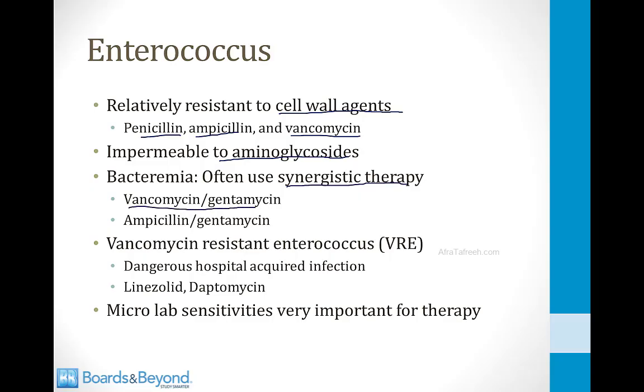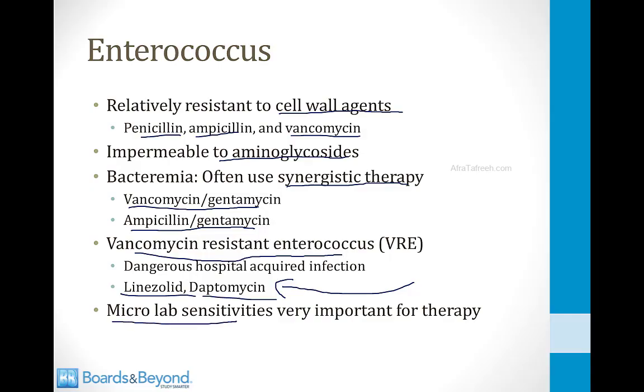So vancomycin and gentamicin are often given together to treat Enterococcus infections. So is the combination of AMP and GENT. And again, the combination works better than either drug alone. VRE, or vancomycin-resistant Enterococcus, is often treated with linezolid or daptomycin. The niche for these two drugs is treatment of VRE. And any time you're treating Enterococcus, sensitivities from the microlab are very important.